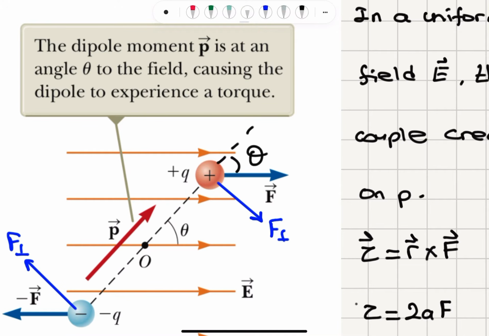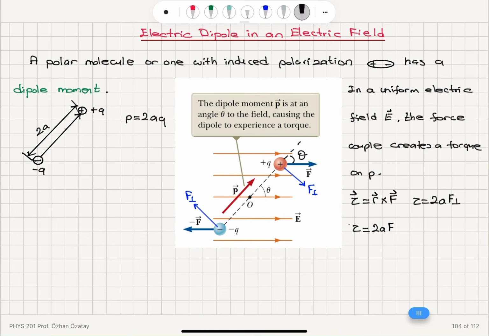How do I calculate F perpendicular? If this makes an angle theta with respect to horizontal, F cosine theta is the one that falls on the axis of the dipole, and F perpendicular is F sine theta. So that's this component here. So this is 2AF sine theta. And what is F? It is electric field times Q, 2AQE sine theta. And 2AQ is the electric dipole moment, P. So it's going to be equal to PE sine theta.